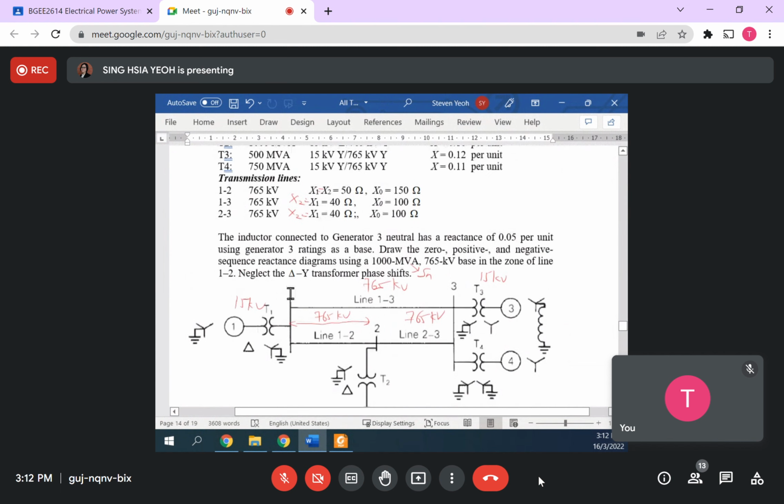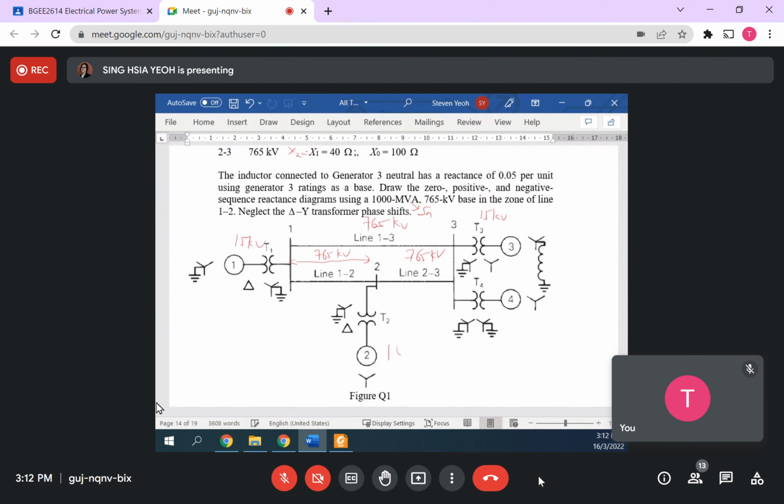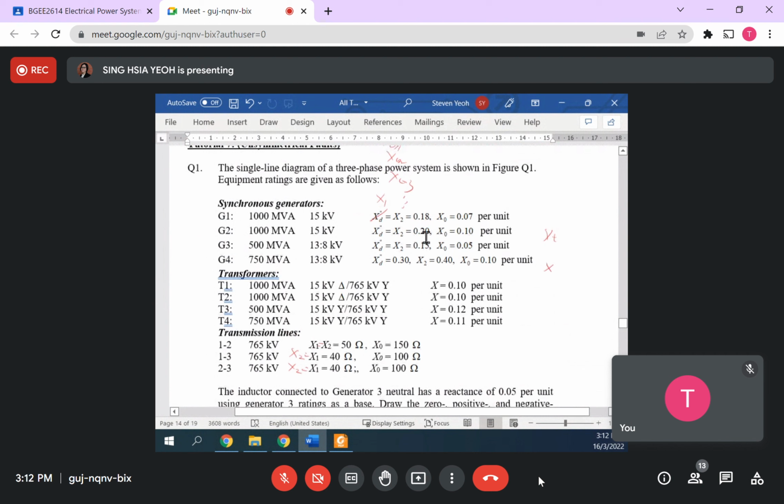Same thing, go to your T2. Okay, step down to 15K. Okay, so you need to use, there are only two formulas, right? You need to use the old-new formula. Okay, you get what I mean?